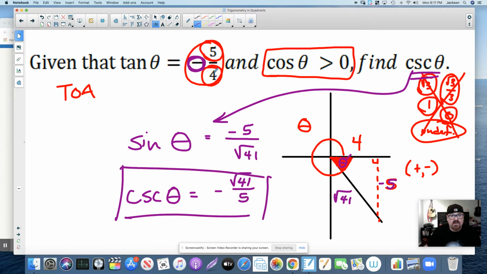Okay, so use the context clues. Recognize this is not a number that we associate with the unit circle. Okay, we're not going to use the unit circle. We're going to use right triangle trig. Make sure when you're labeling this, if something's supposed to be negative, just make it negative, right? Just for the sake of getting this sign right when we're done.